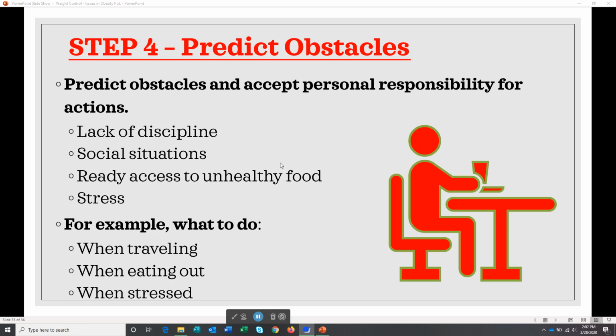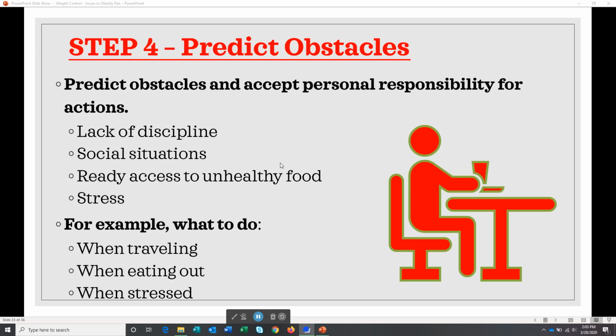Step 4, predict obstacles. Become more self-aware and accept personal responsibility for your actions. Obstacles may include celebrations, parties, trips, lack of discipline, unhealthy food that's easily accessible, and stress, meaning you don't have access to your normal routine. You need to plan for that and plan for ways to keep up your lifestyle, keep up your plan.